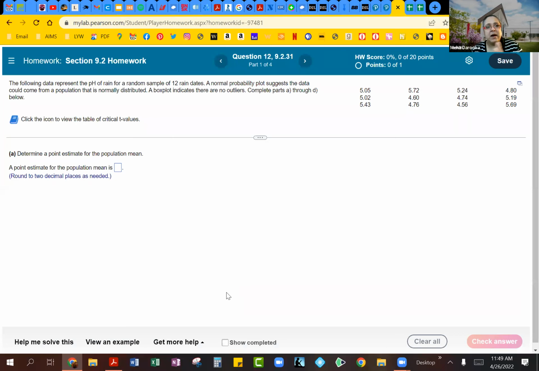Okay, so this one is talking about, and the reason why I picked this example is, of course, you can see they're giving us raw data instead of just being based on a survey like the previous question was. So this one is saying the following data represents the pH of rain for a random sample of 12 rain dates. The normal probability plot suggests the data could come from a population that is normally distributed. A box plot indicates there are no outliers. And then, of course, they're asking us to complete parts A through D. So this one has 4 parts to it.